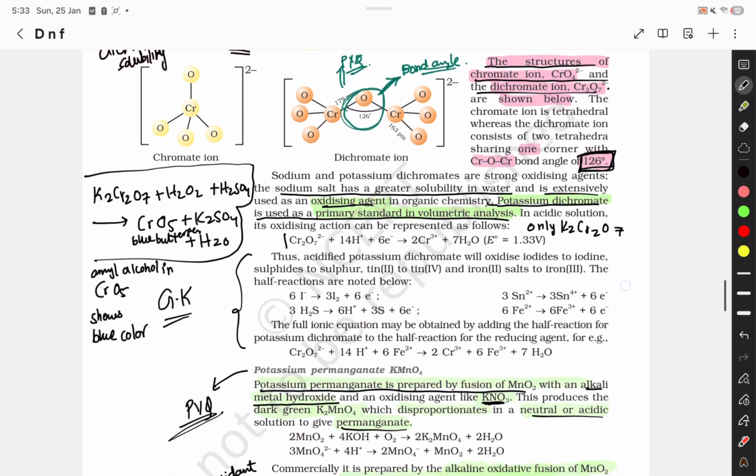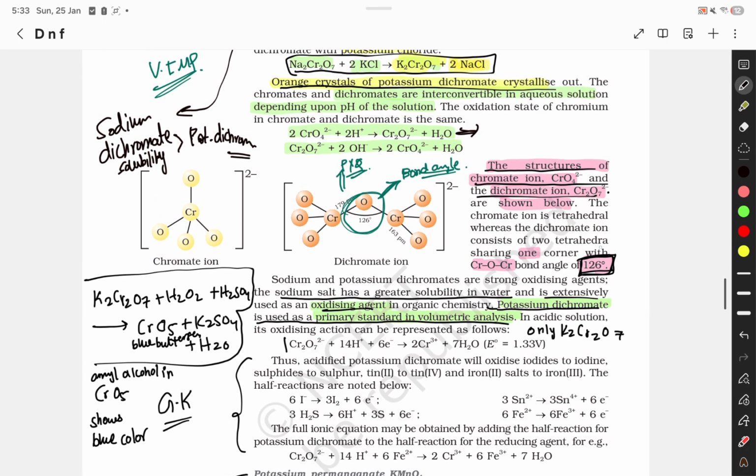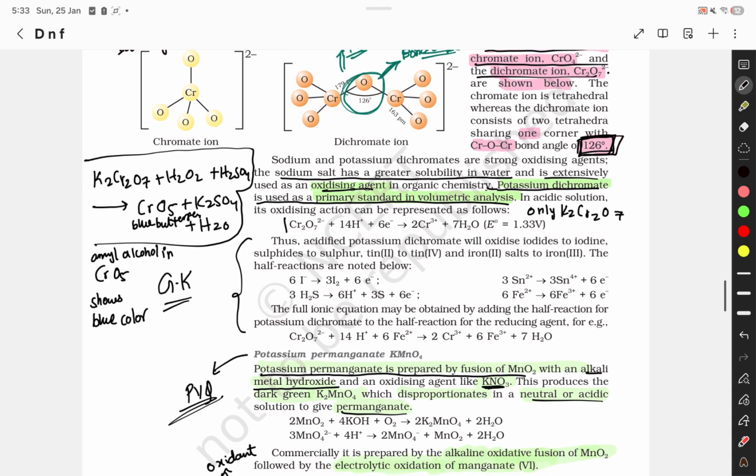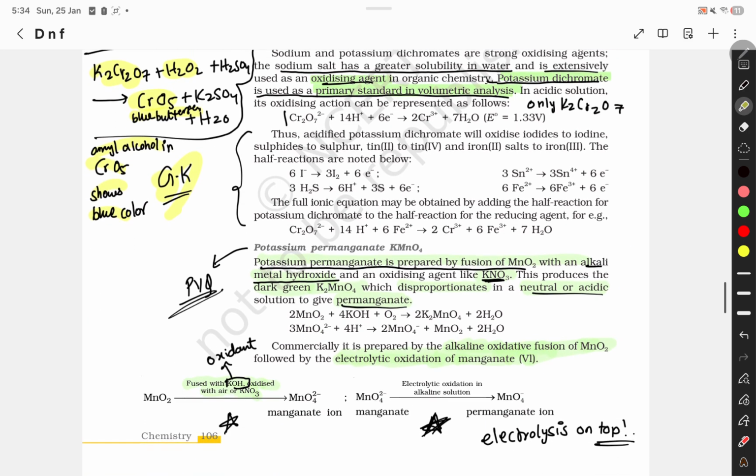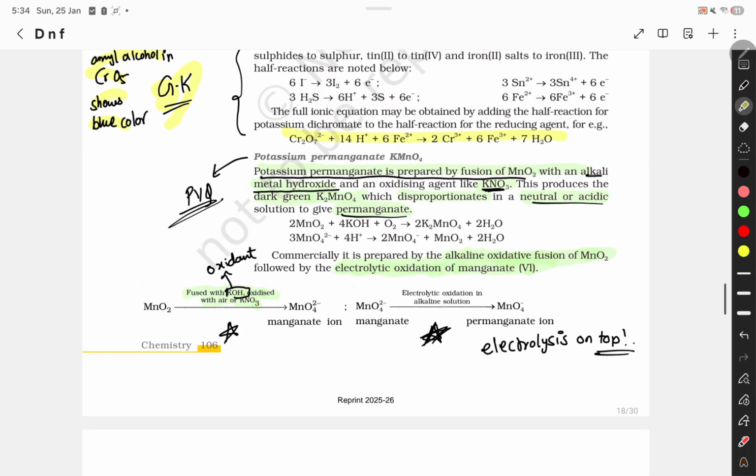Right here, I guess. So it says that the Cr-O-Cr bond angle is 126 degrees. In acidic medium, CrO4 2- converts to Cr2O7 2-, and it goes back in the respective backward reaction. K2Cr2O7 in presence of H2O2 gives CrO5. It's blue in color. Amyl alcohol with CrO5 shows blue color, which is a general knowledge question. These oxidation reactions we all know.